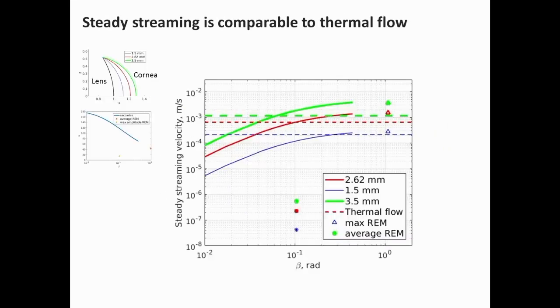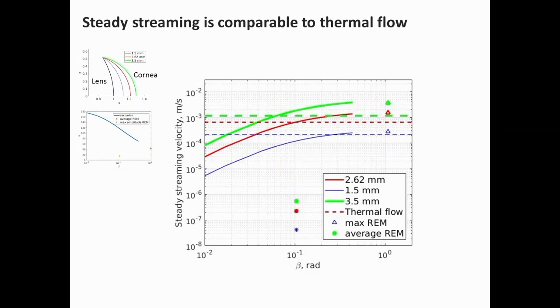So we plot both steady streaming velocity and thermal flow velocity. The steady streaming ones are the solid lines, and they represent saccadic motion. And then the symbols are REM, again. The dashed lines are for the thermal flow. And then the three different colors are for three different thicknesses of the domain. So blue is the thin one, red normal, and green is the thick.